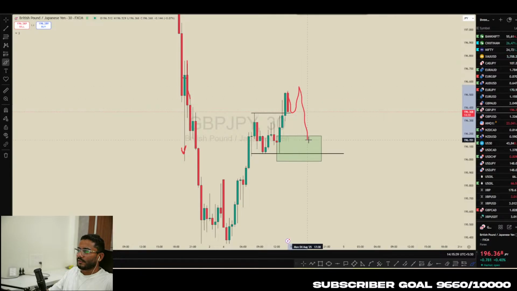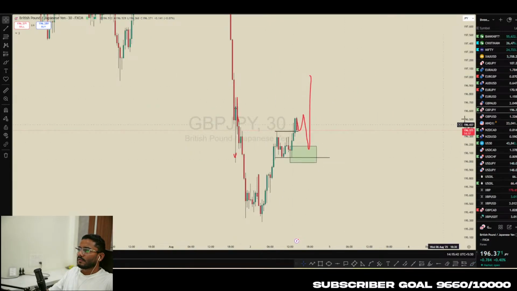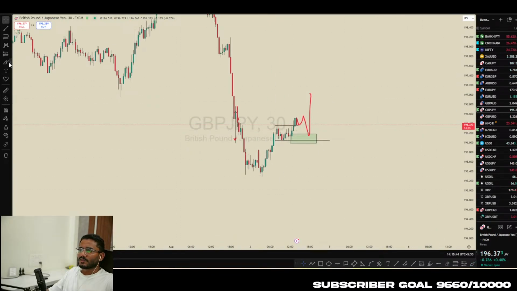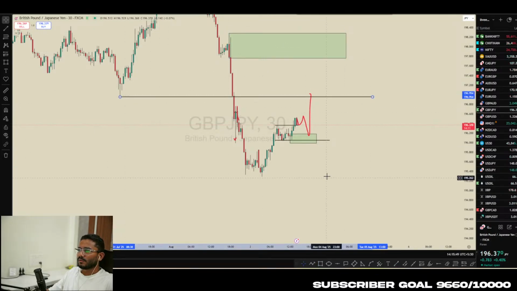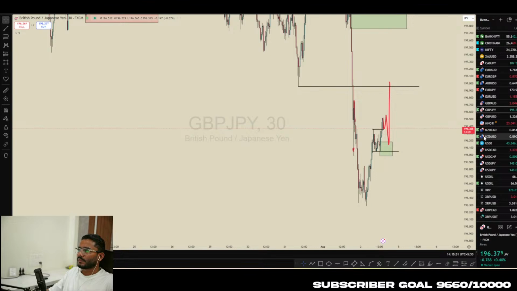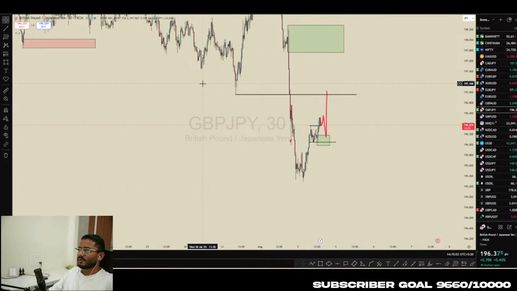So we can use this as our order block. It should create liquidity, then we can target the next imbalance over here. So this is the order block, and the next structure is over here. So we can target this area because price can mitigate the structure like this previous low.